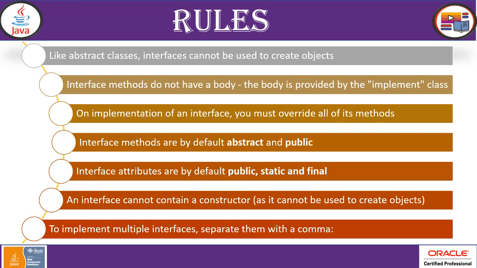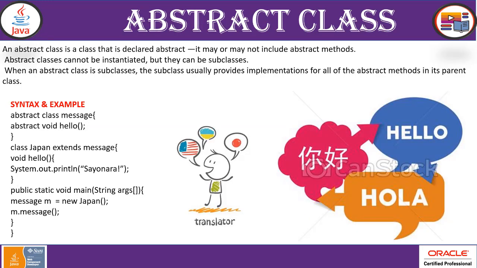Interface attributes are by default public, static, and final. An interface cannot contain a constructor as it cannot be used to create an object. To implement multiple interfaces, you can separate them with a comma. So these are the rules to understand, and instead of memorizing them, if you do more practice, you will be very comfortable using interfaces appropriately. Every rule has a specific reason. All you need to do is understand instead of memorizing. That's more important.